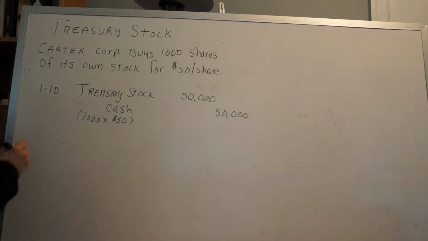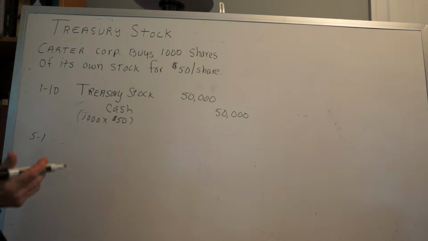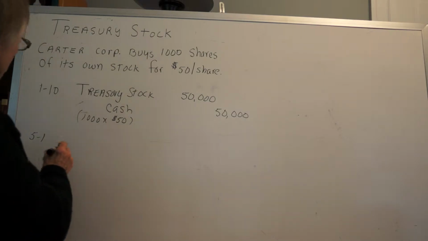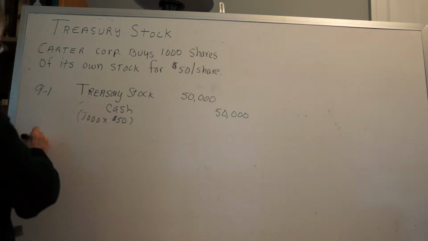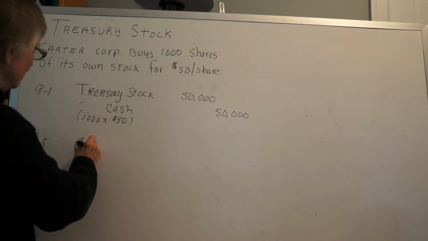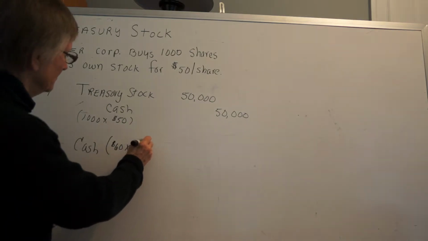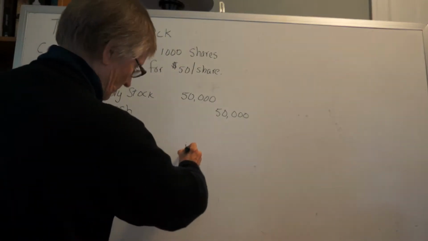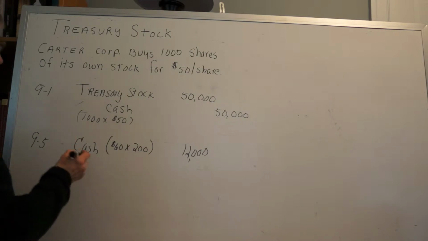Okay, so maybe in May we decide to reissue or sell some of this back on the open market. So let's say we reissued a couple of hundred shares at $60 a share. So if we reissue them at $60 a share, why don't I just change and use the dates that I'm using on my example? I've got 9/1. On 9/5 we reissue some. And so we would get cash. And how much cash would we get? Well, if it's $60 a share, and it was 200 shares, we would go 60 times the 200 shares and get $12,000.